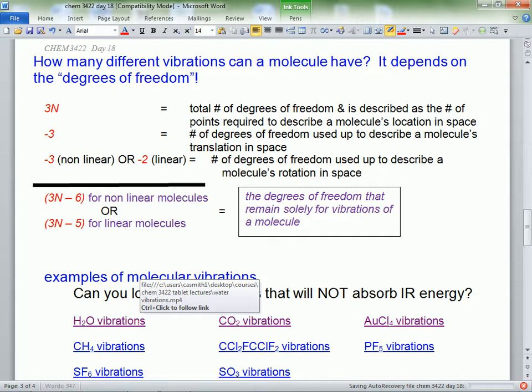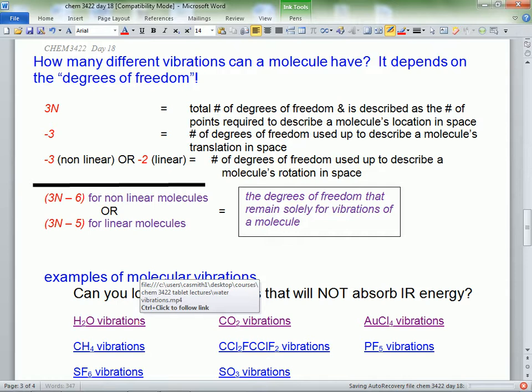So what's going to be left over is the vibrations. But you lose some more, either 3 or 2, depending on whether the molecule is linear or nonlinear, to describe its rotation in space. So this always works. The number of vibrations for nonlinear molecules is going to be 3 times the number of atoms in that molecule minus 6. If it's linear, it'll be 3n minus 5.